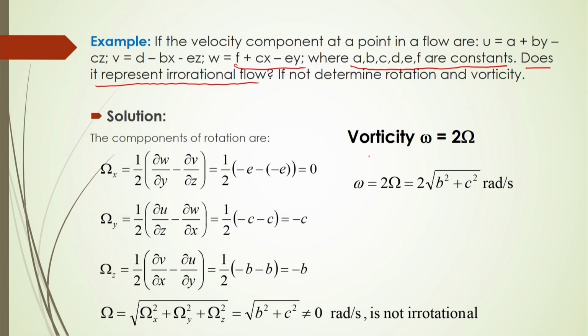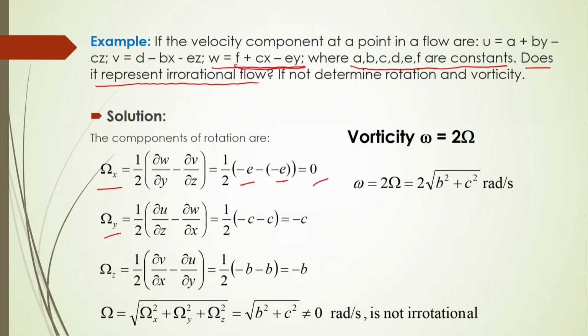First, you have to calculate the components of the rotation. Omega x, in the x direction, will be half of dou w by dou y minus dou v by dou z. Now dou w by dou y you can calculate from the equation w equal to a plus c x minus e y by derivation. Here dou w by dou y will be minus e and dou v by dou z will be minus e. So minus e minus of this minus e will come 0.